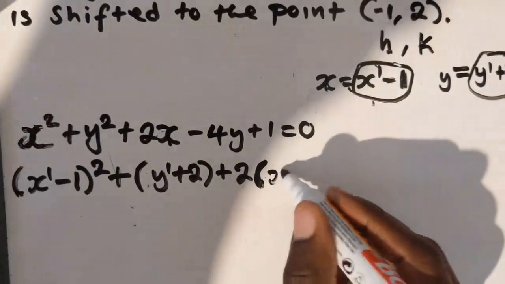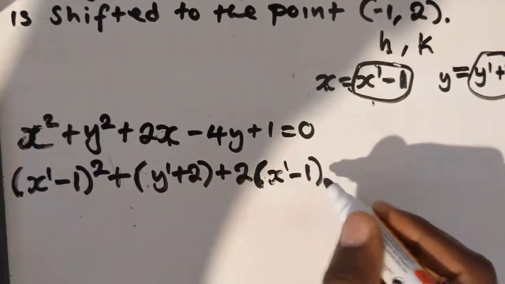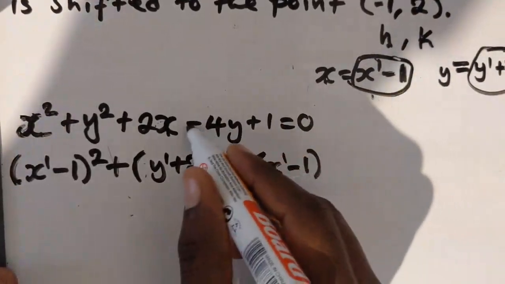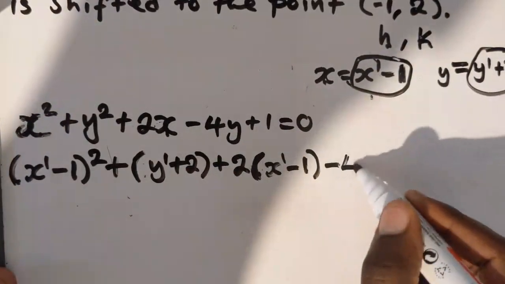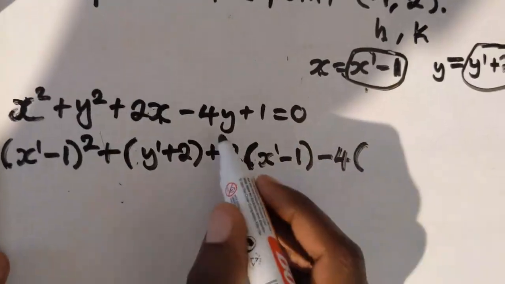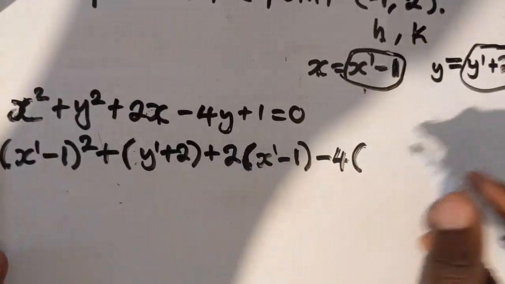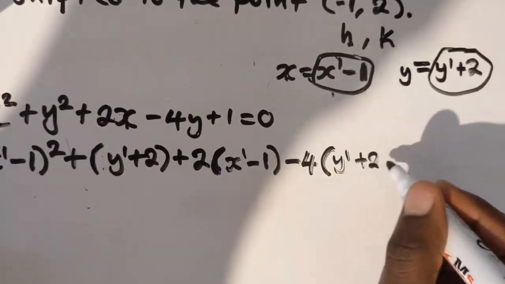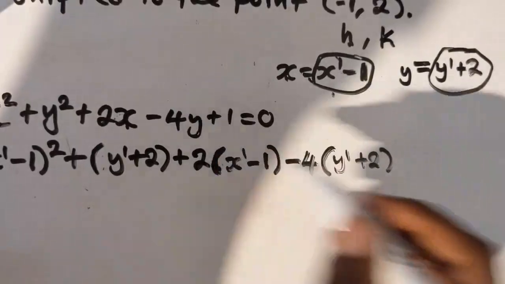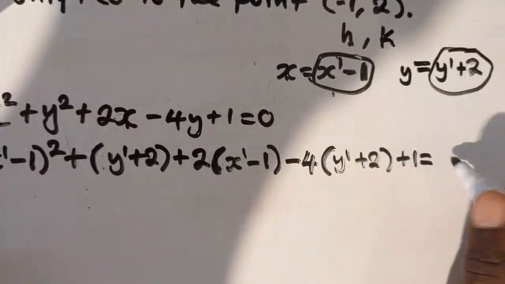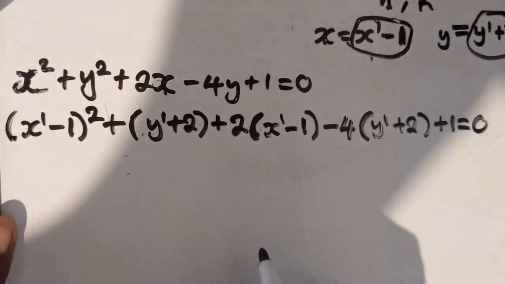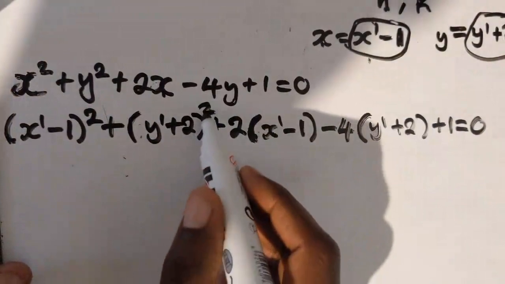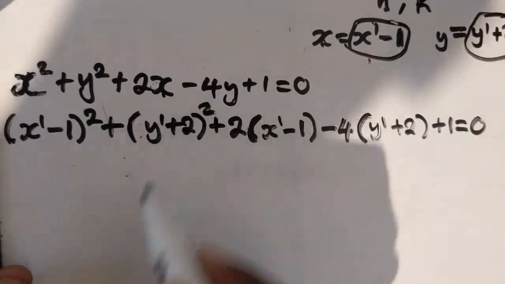We say x prime minus 1. Okay, x prime minus 1. Then what do we have here? We have minus, so put minus 4. Then here we know that we need to replace y by y plus 2, so y prime plus 2. Okay, then what do we have here? We have plus 1, then equal to 0. So this is the equation that we have. I forgot here we were supposed to put a square because there is a square here like that.